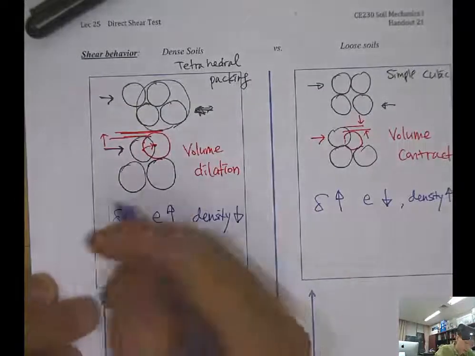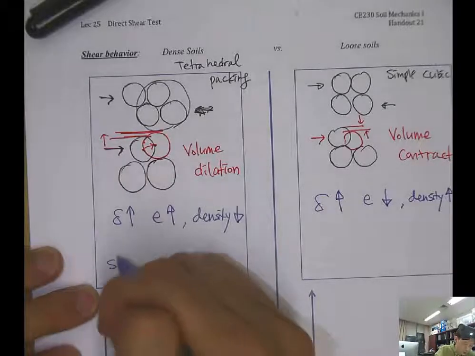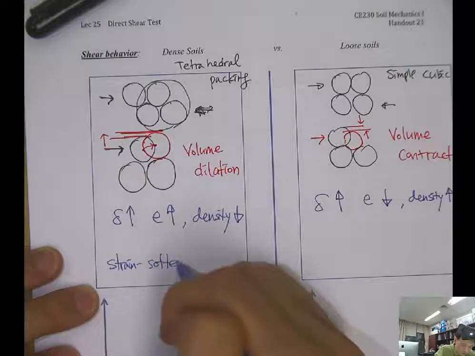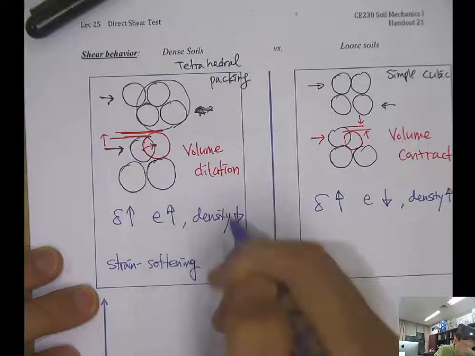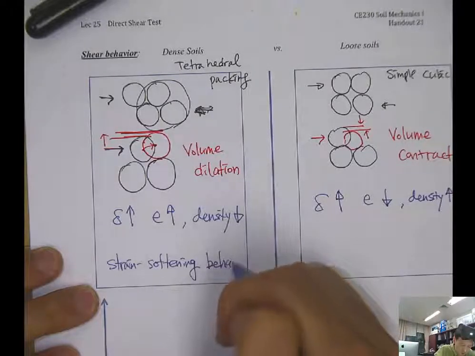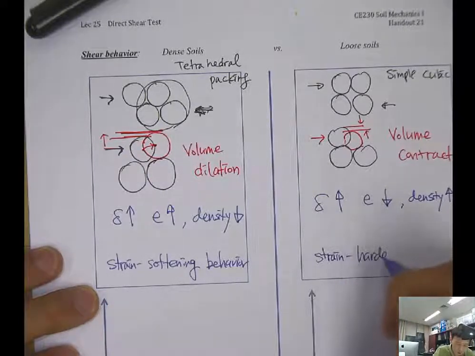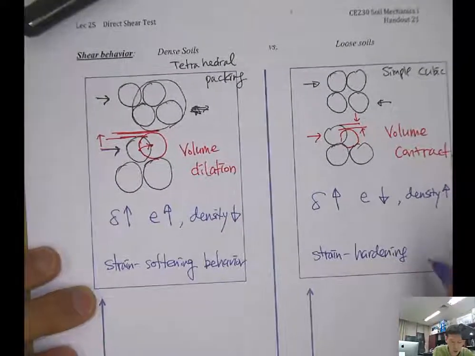And this one is called shear strain softening behavior. And this is called strain hardening behavior.